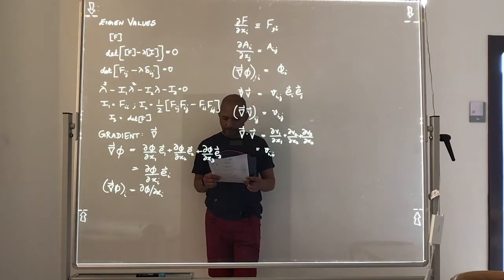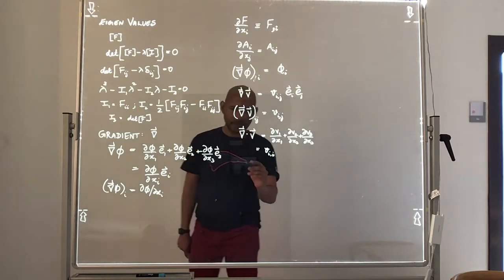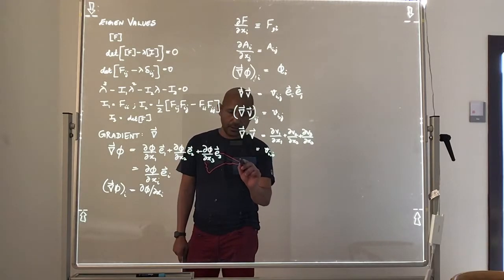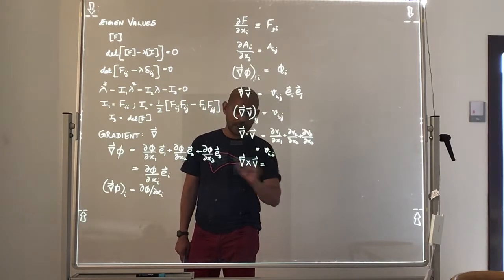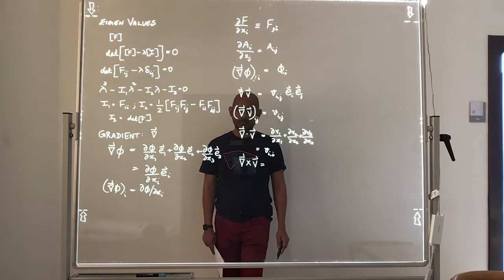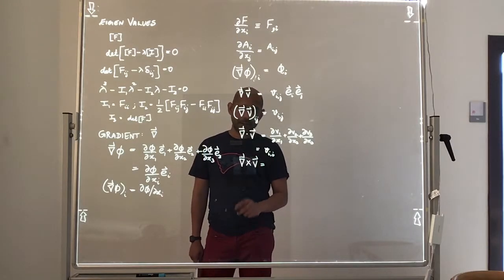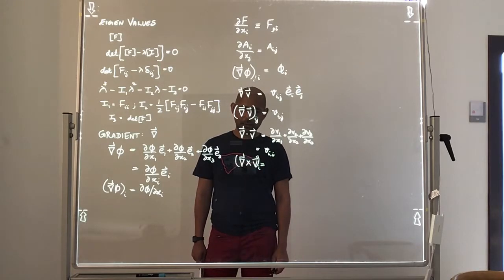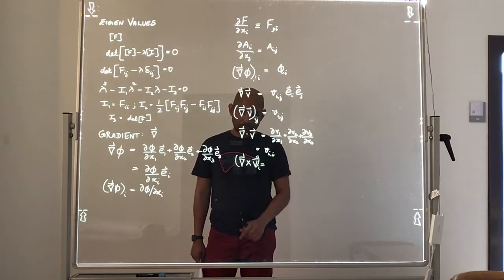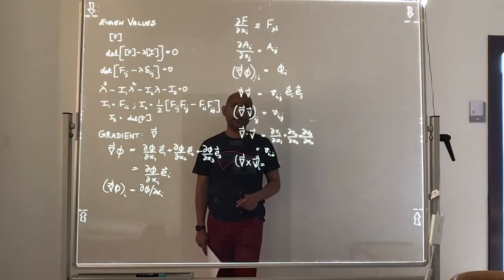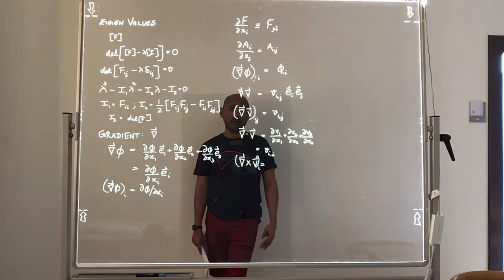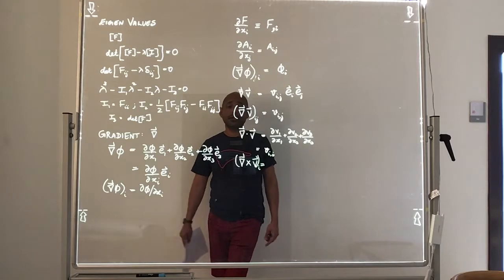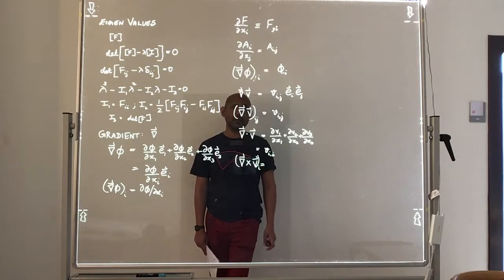What else? And then obviously curl in English, or rotation in French. Del cross V gives me a vector object, right? So I'm interested in the ith component of del cross V. Well, we don't even have to figure this out now. We don't even have to know the definition. We can use the rules of index notation.